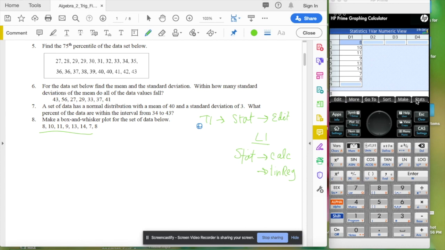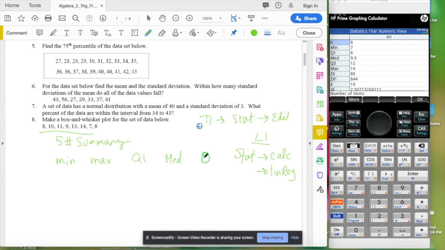All right, so you enter these into your calculator. If you have the HP Prime, you click stats in the upper right hand corner, and notice how it gives you all that stuff again to show you your standard deviation and your mean. So for a box and whisker plot, you need that 5-number summary, and that 5-number summary is going to be your min, your max, your quartile 1, your median, and your quartile 3. So looking up here, our min is 7.